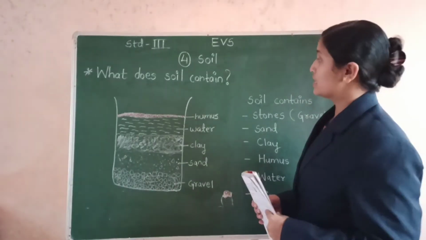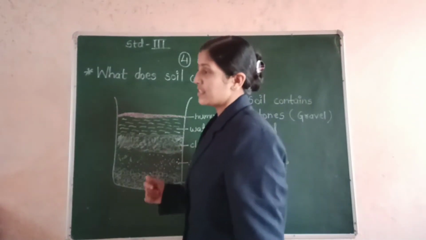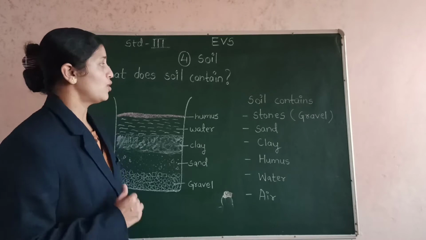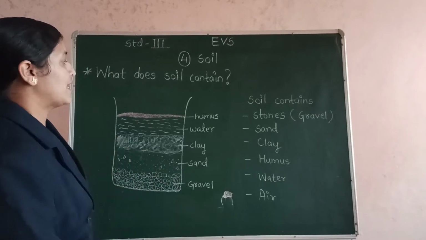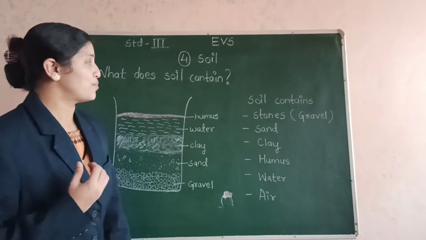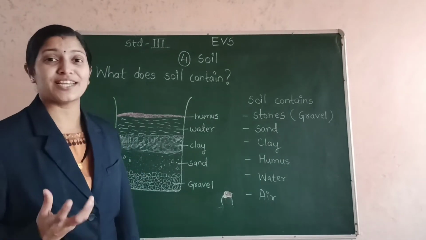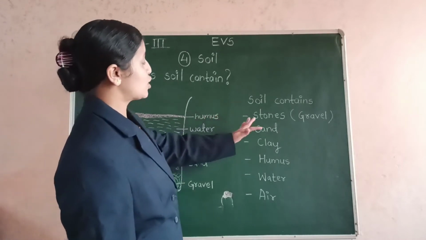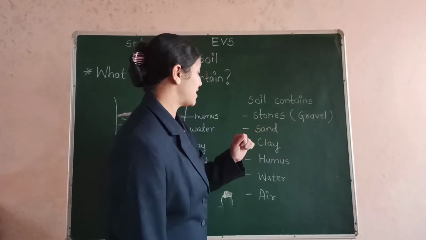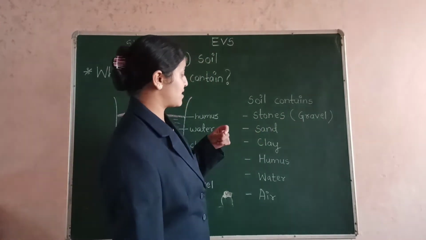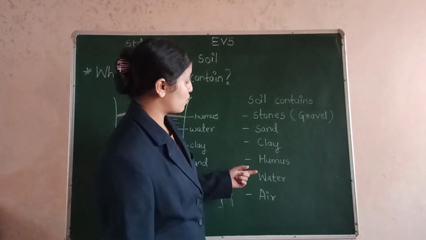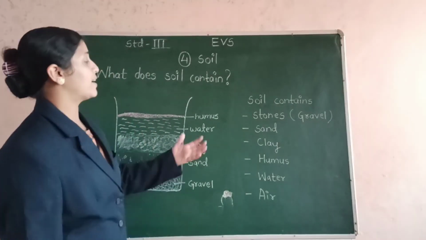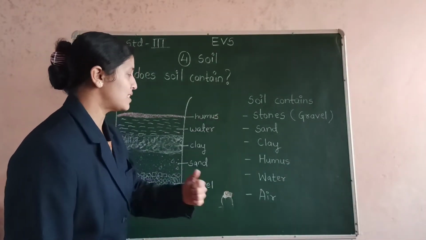Let us see what the soil contains. We have seen that soil is very essential for us for growing plants. Now we will see what this soil actually has in it, because of which it is useful to us in various ways. It is said that soil contains stones, that is gravel. It is also said that soil contains sand, clay, humus, water and air too. But how do we come to know that the soil contains all these things?